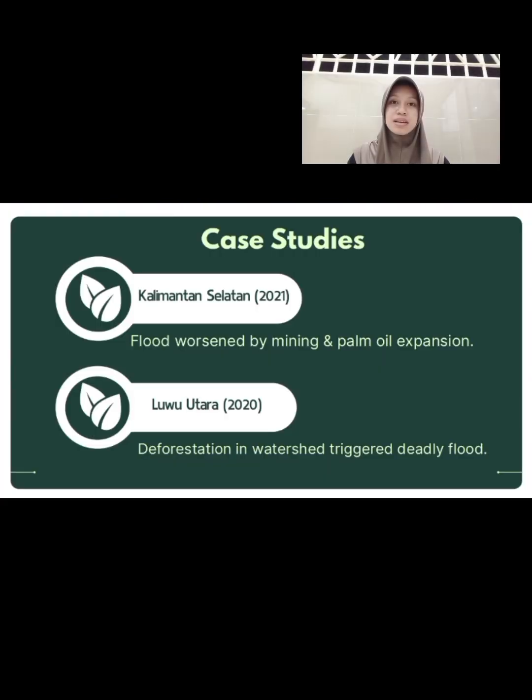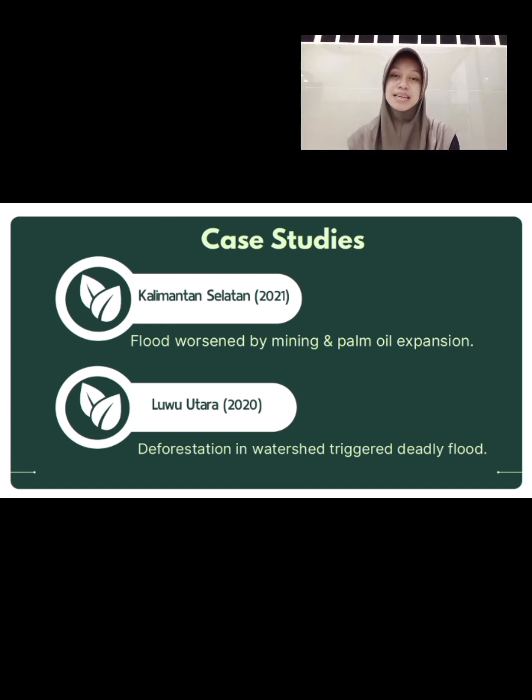Hello guys, I'm Sabdarasana and I will give you some real examples about deforestation that occurred in Indonesia. The first case is South Kalimantan in 2021. I definitely believe that we have known about this news. This province experienced one of the worst floods in its history. A report shows that massive deforestation for mining and palm oil expansion destroyed thousands of hectares of forest. As a result, rainfall that should have been absorbed by trees instead caused heavy flooding that displaced over 100,000 people.